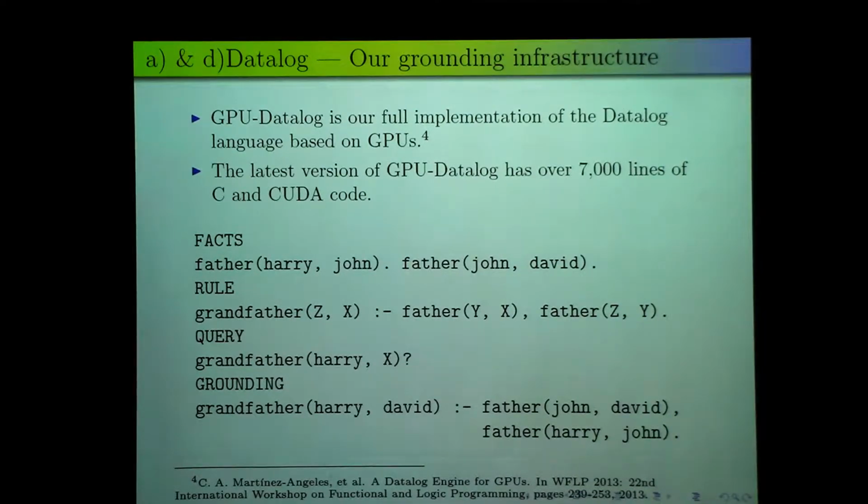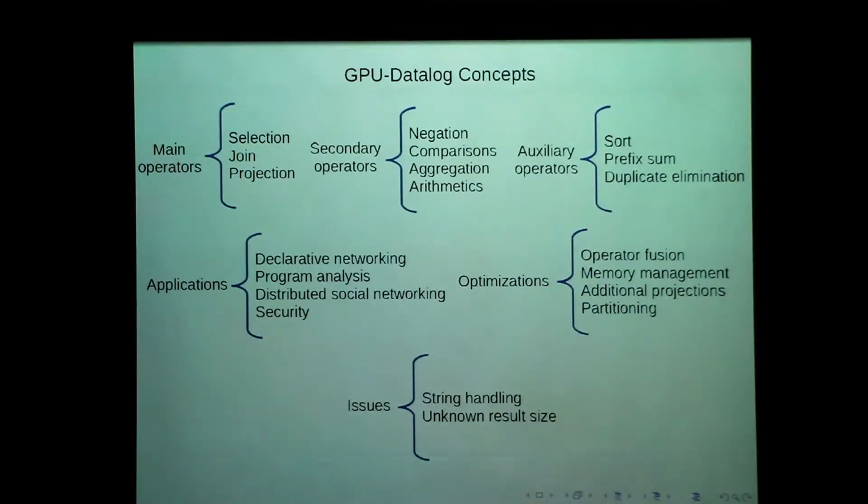And that is how Datalog works, and we have our own implementation for GPU called GPU Datalog. Its latest version has already over 7,000 lines of both C code and CUDA code. Some important concepts to consider about this is that it is based on relational algebra operators, so selection, join, projection. It has some additional operators and some other auxiliary operators. It can be used in a wide array of applications. Normal Datalog has been used for all these applications. It has several optimizations that have been developed by us, particularly partitioning, which is a very important one that I'm going to explain next.